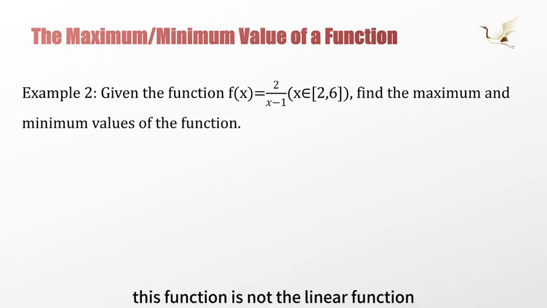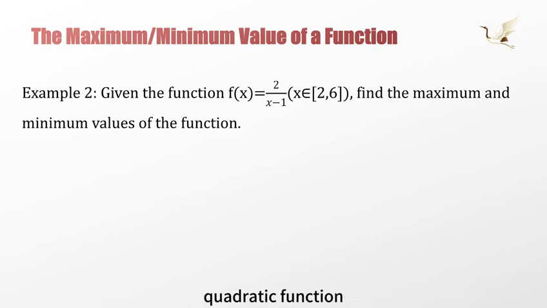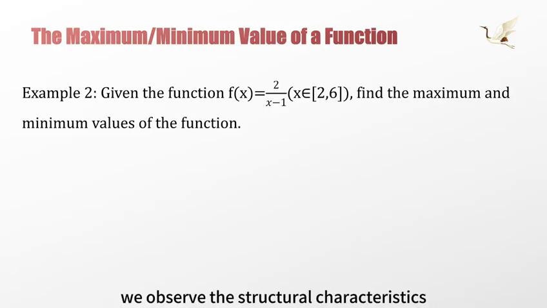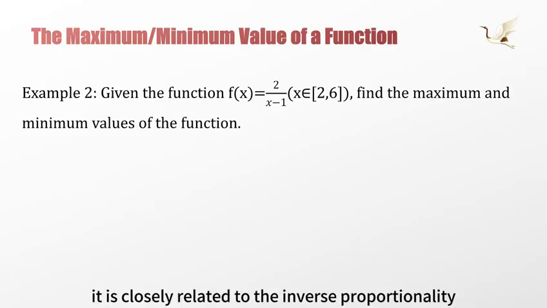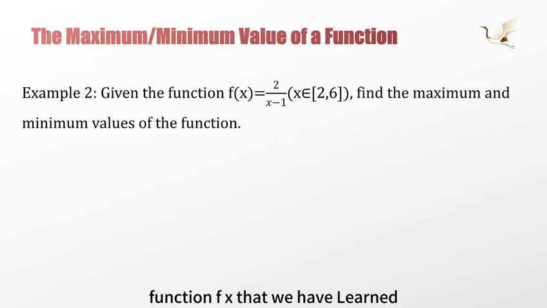This function is not the linear function, quadratic function, or inverse proportional function that we are familiar with. So how do we study it? We observe the structural characteristics of this function. f(x) is equal to 2 over (x minus 1). It is closely related to the inverse proportional function that we have learned, f(x) equal to 2 over x.